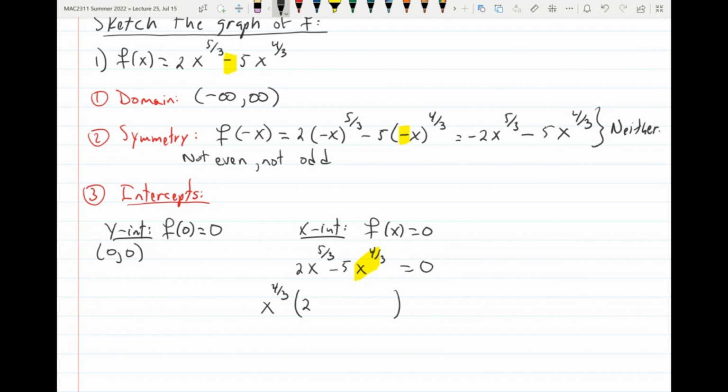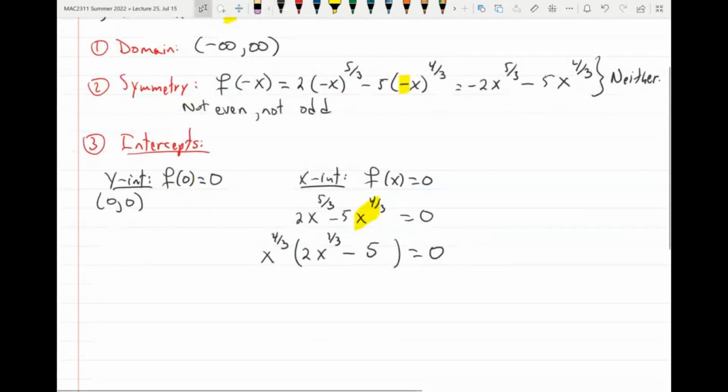So the 2 stays. And then if I do x to the 5/3 divided by x to the 4/3, all you're doing is subtracting the exponents. So 5/3 minus 4/3 is 1/3. So there is a 1/3 left over here, and then minus 5 equals 0. And you can always check, if you distribute this back, you can check that you get the function above, okay? Remember that when you multiply, you add the exponents.